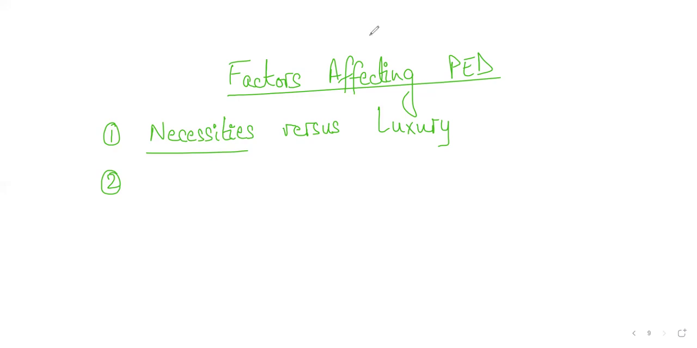So that was the first thing. Whereas on the other hand, for luxury items, demand is more elastic, because if the price increases even a little bit, you might give up on demand. Even if the price of a luxury item is increasing by a little bit, you might give up on that.